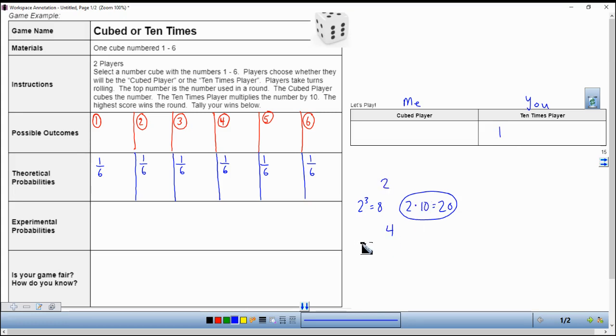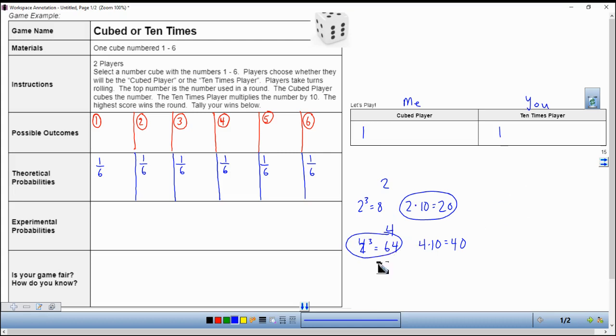Now I just rolled a 4. Let's figure out my score. 4 to the third power is 4 times 4, which is 16, times 4, which is 64. Now your score would be 4 times 10, which is 40. So in that case, I win. That gives me a point. So every time I roll a 4, I win.